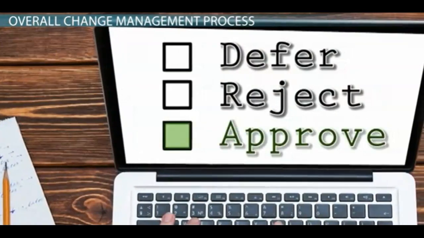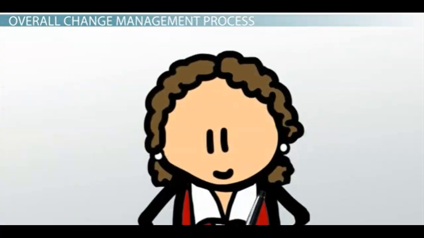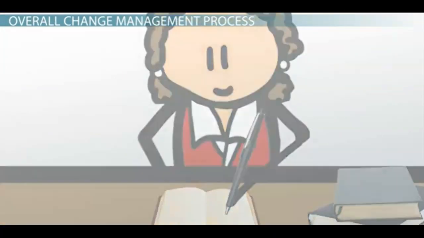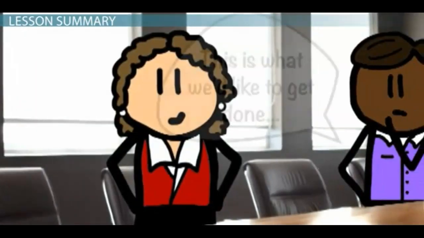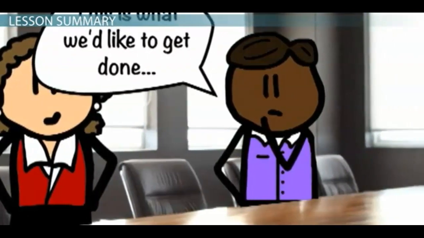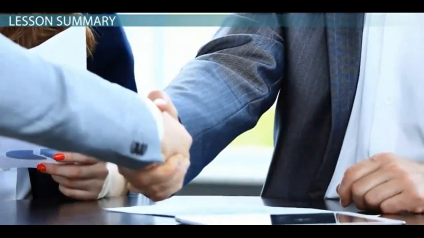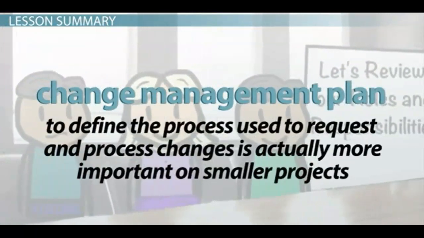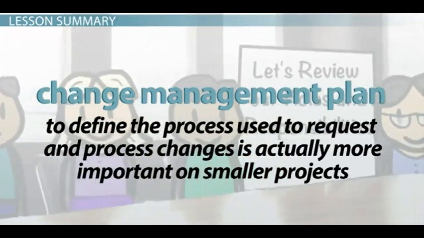If the change request is approved, the appropriate changes are made to the project scope documents, schedule, and/or budget, and any technical changes to the deliverable. As in life, projects will always be subject to change, and the larger, more complex the project, the more significant the changes. However, larger projects can more easily absorb changes, so a detailed change management plan to define the process used to request and process changes is actually more important on smaller projects.